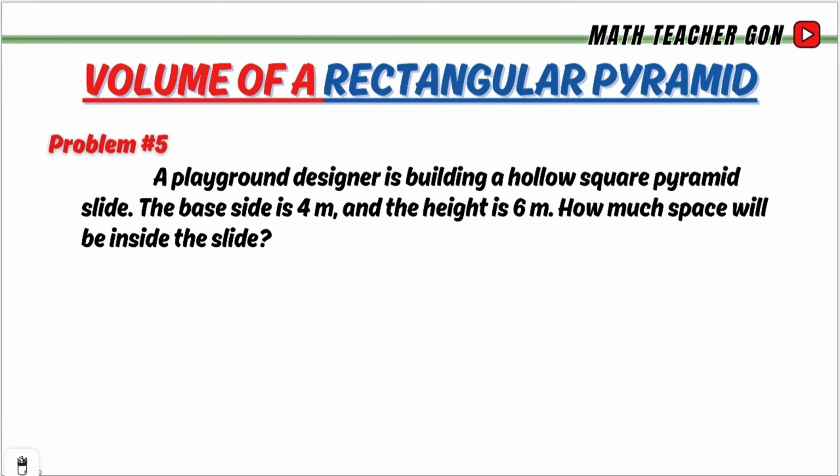So let's have the last one. A playground designer is building a hollow square pyramid slide. The base side is 4 meters and the height is 6 meters. How much space will be inside the slide? So you're looking for the volume of the square pyramid. Use this formula in finding the answer.